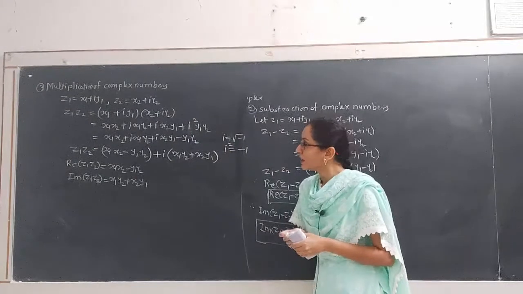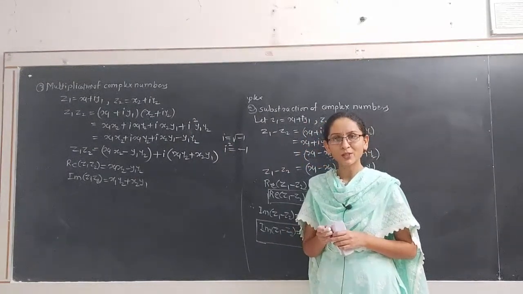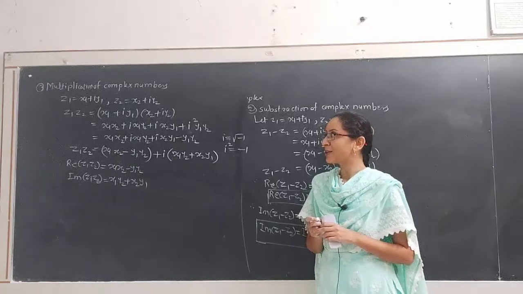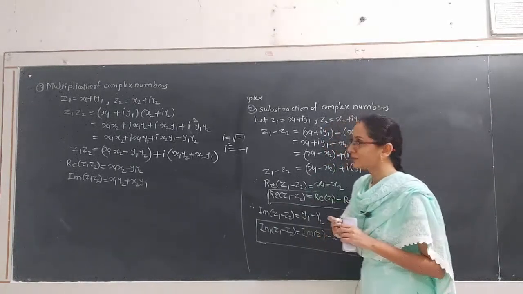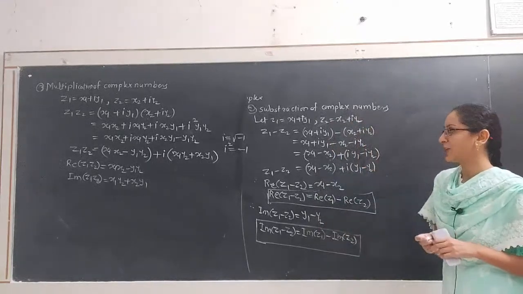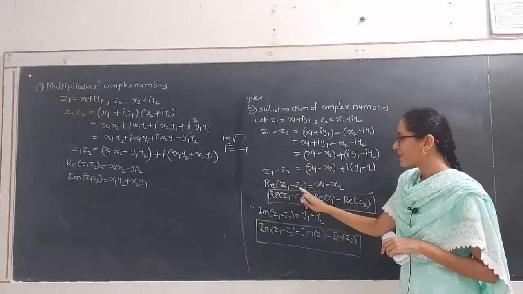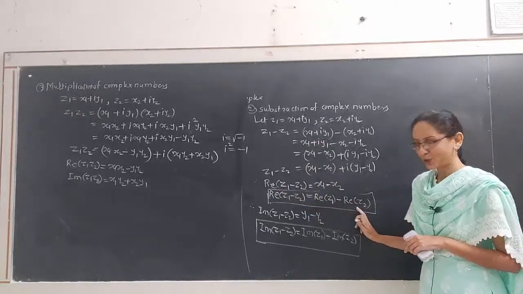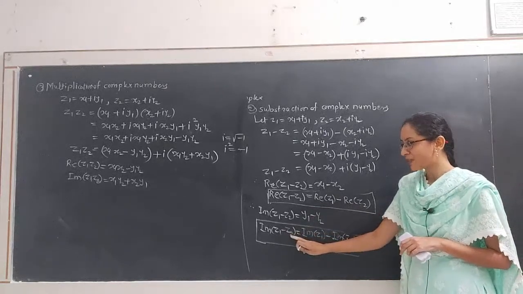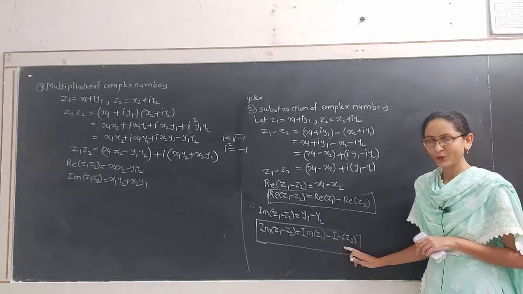We cannot say that z1 into z2 has real part x1 into x2 and imaginary part equal to imaginary part of y1 into imaginary part of y2. As in subtraction or addition, real part of z1 minus z2 is real part of z1 minus real part of z2. Imaginary part of z1 minus z2 is imaginary part of z1 minus imaginary part of z2.